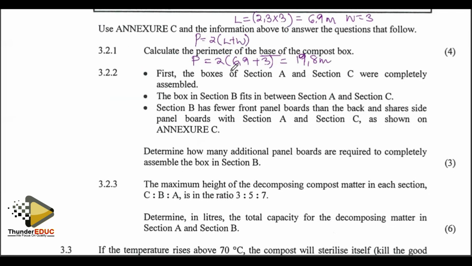The boxes of section A and section C were completely assembled. The box in section B fits in between section A and section C. The section B has fewer front panel boards than the back and shares the side panel boards with section A. Section C, as shown on the annexure, I'll show you the next. Okay, determine how many additional panels or boards are required to completely assemble the box in section B.